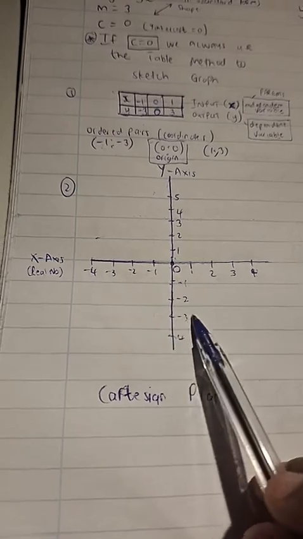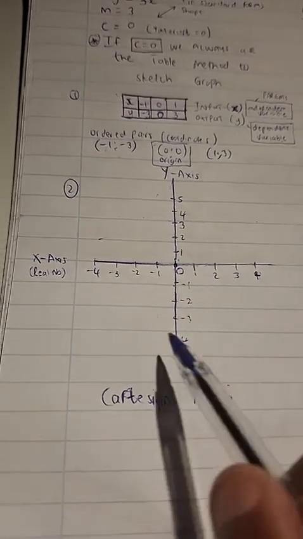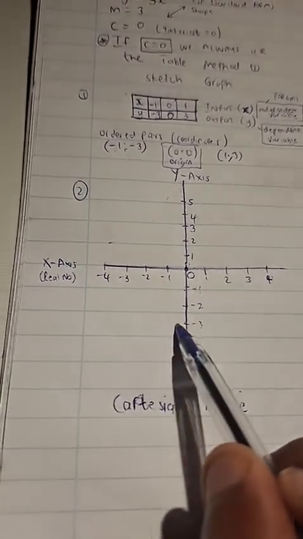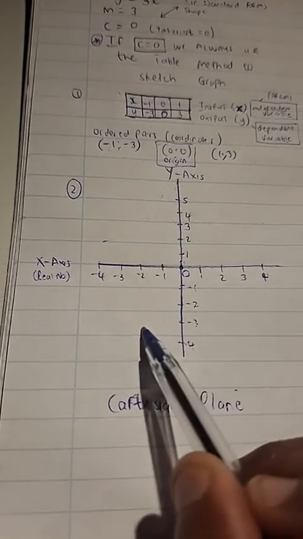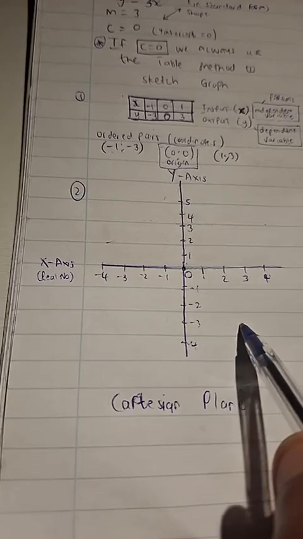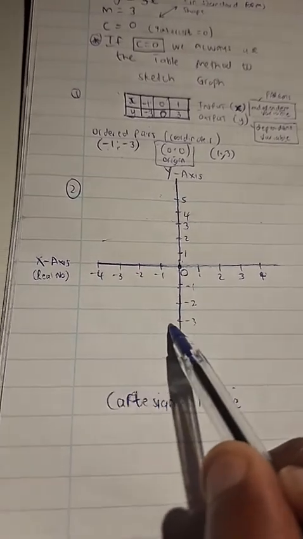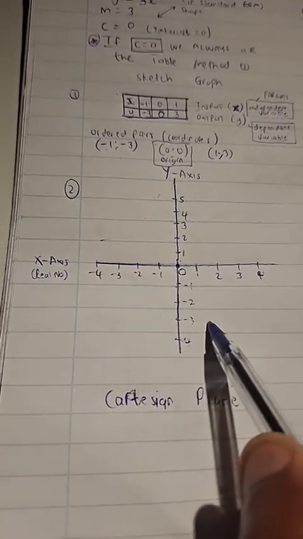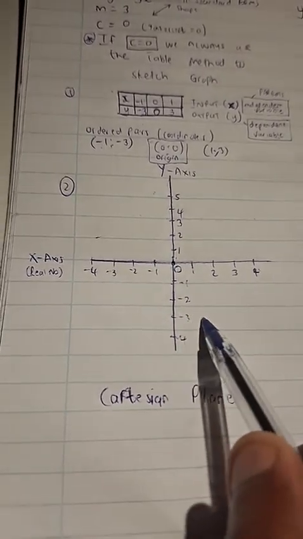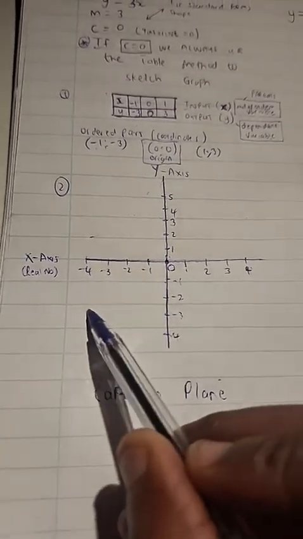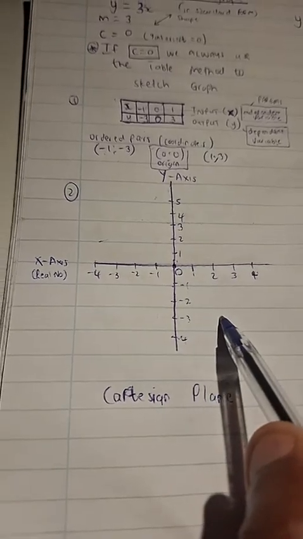Y is equal to -3. That would be everywhere on the horizontal line, through this line, through this line, through this line. Y is equal to -3. Through this line, y is equal to -3. That would be y is equal to -3.